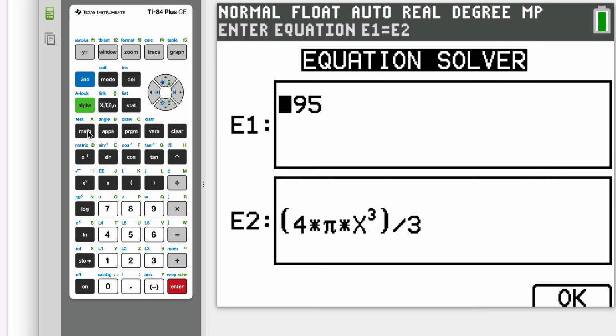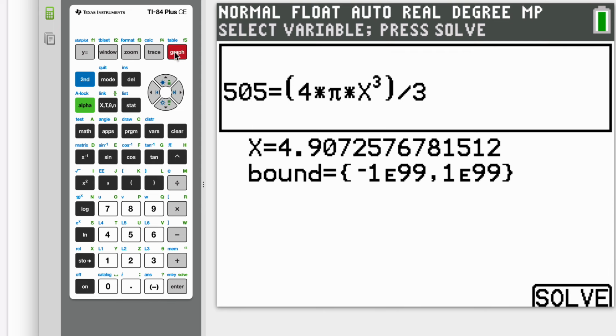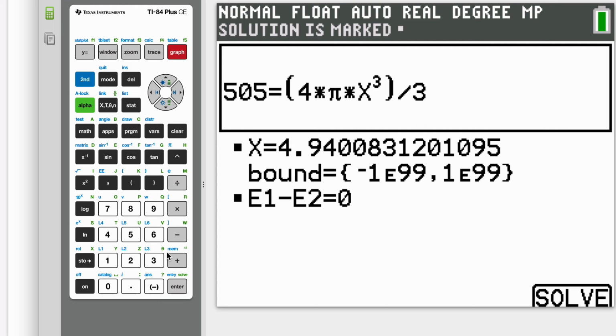So math, numeric solver, and it's 505. Now I can leave my formula as it is on the left-hand side because it's the same. So okay, and solve, and it's 4.940. So r is equal to 4.940, which is approximately 4.94 centimeters. It's a length, so it's just centimeters.